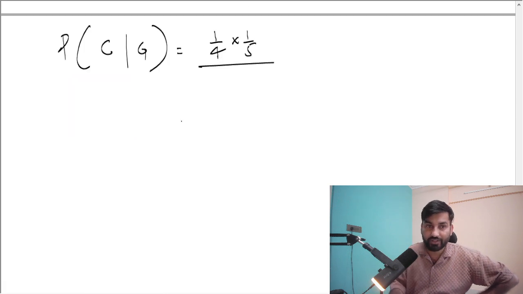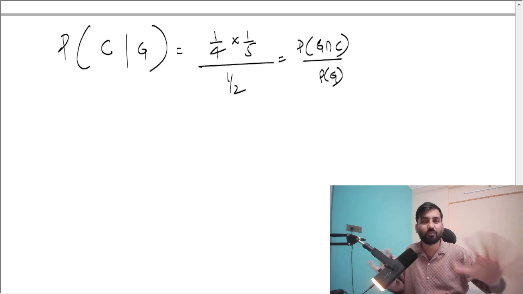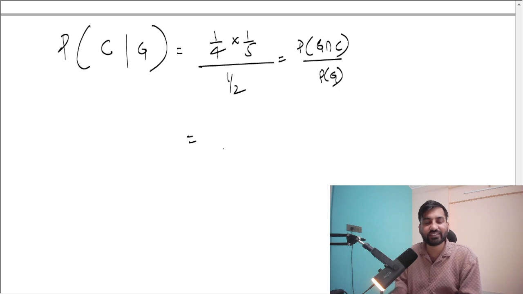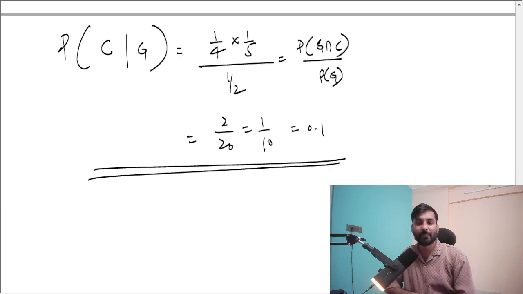Upon the probability of being girl, which is nothing but 1 by 2, which is nothing but probability of G intersection C upon the probability of G, right? That is a formula everyone knows. So what is this? It is going to be 2 by 20, which is nothing but 1 by 10, okay, which is 0.1. So this is what you have to find out in this question.